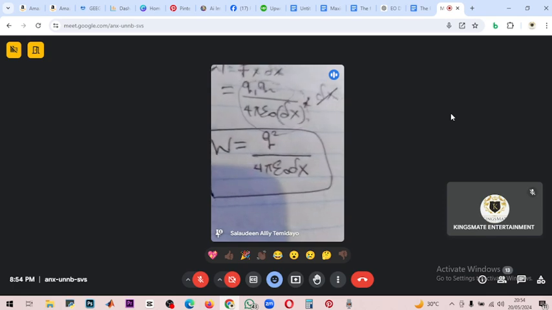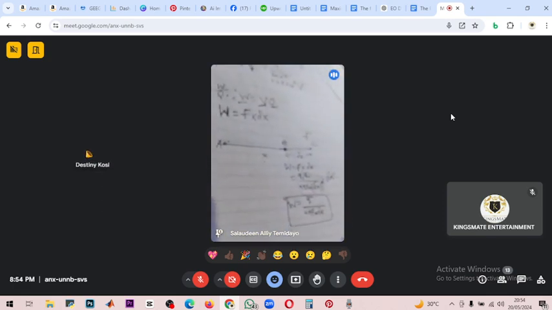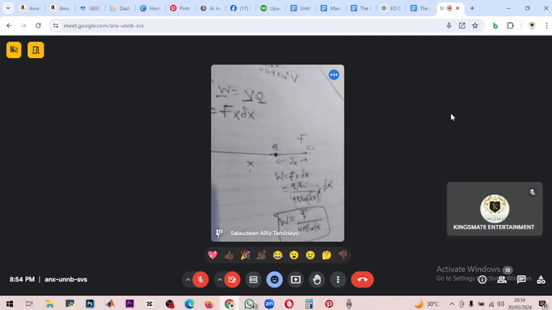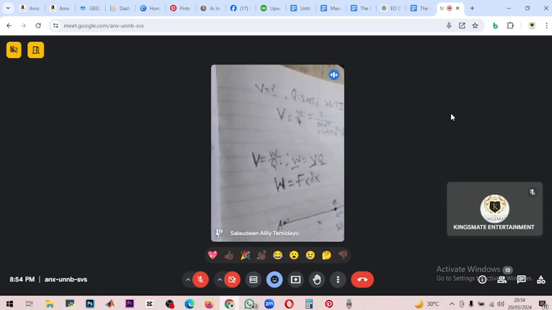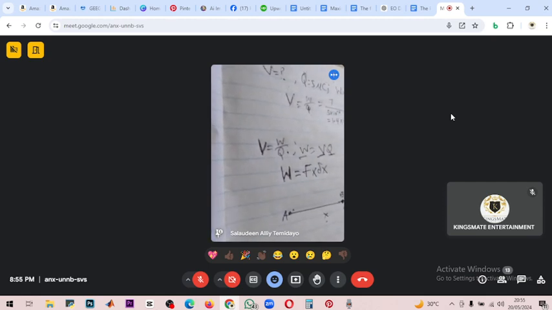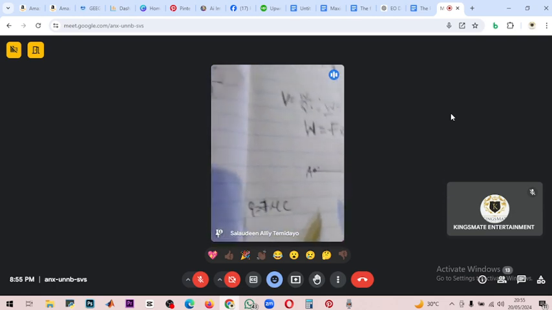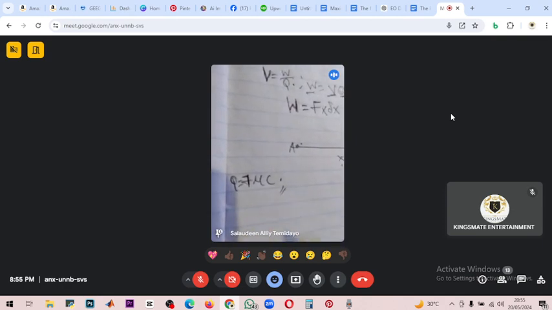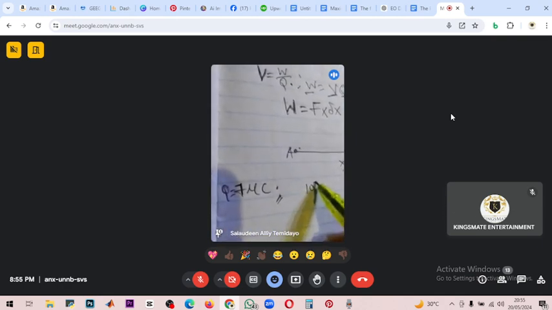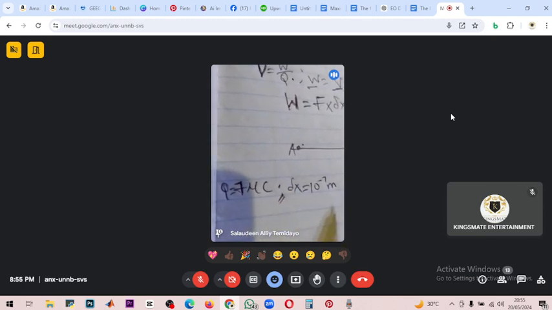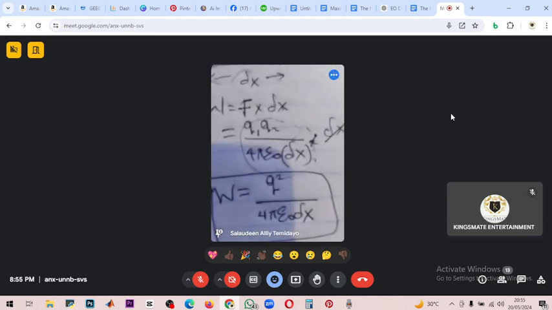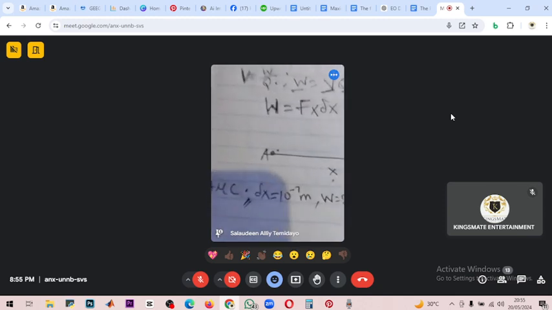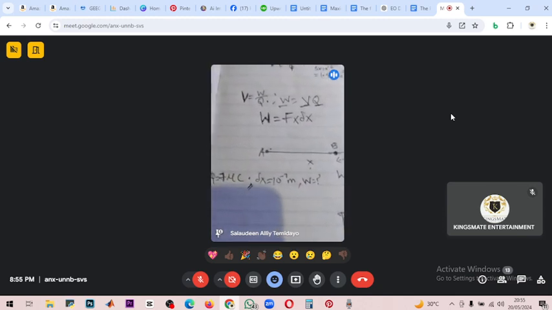So now let's go with it. Let's say you are given the charge. What is the energy used by a charge of 7 microcoulombs that moves a distance of 10 raised to the power minus 7 meters? That is delta x. So what is the work done by the body? I want you to help us do it. The formula is right here. So you can just do it for us, please.